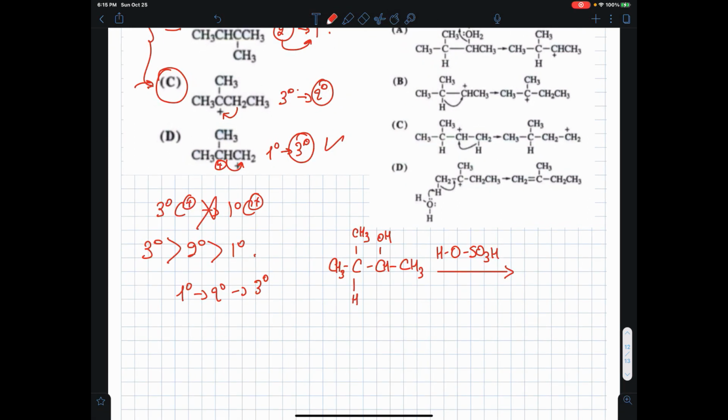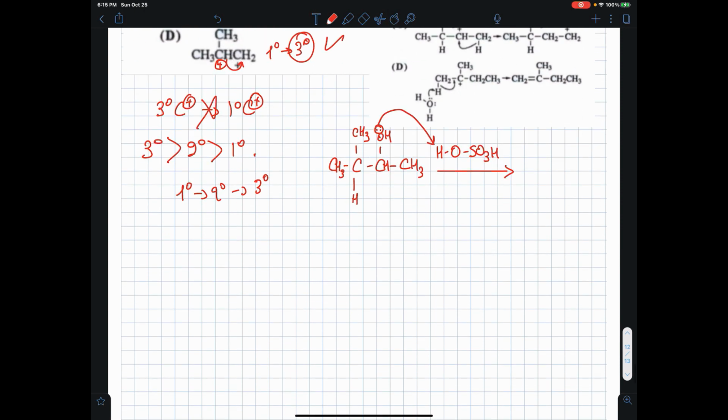So the first step is this oxygen is going to grab the hydrogen, and you're going to end up with a CH3, CH3, COH2 positively charged. So now this OH2, H2O, is positively charged, which means it's a good leaving group now. Alright, the next step is that this H2O is just going to leave.